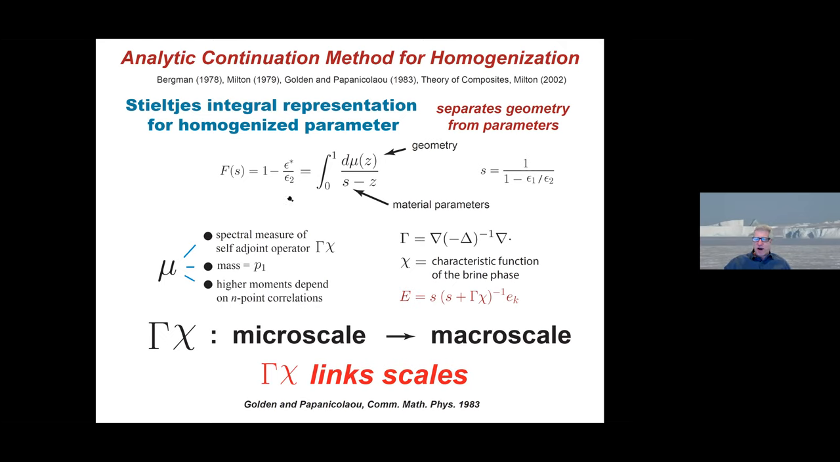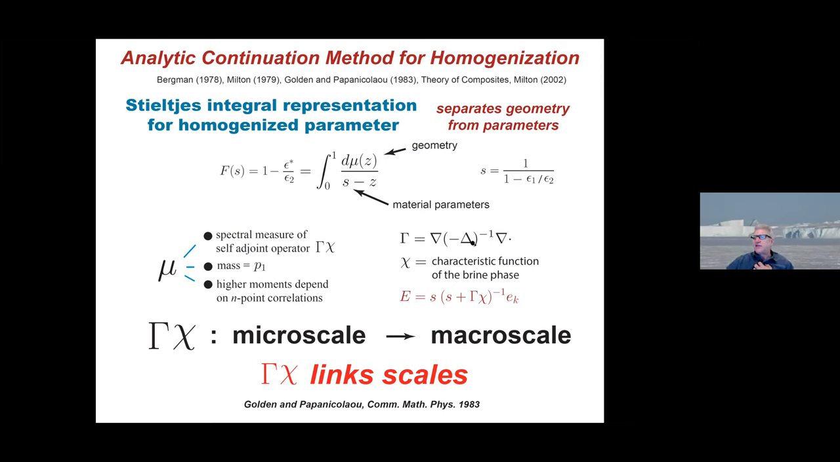So here we have the homogenized parameter, and we have this integral representation. What's so powerful is that the material parameters are encapsulated in this complex variable. For a two-phase material, we get analytic functions of several complex variables, which is what my PhD thesis was really about, when you have multi-phase, more than two component materials. But for the two-phase case, brine and ice, all the geometry is incorporated into this spectral measure, the spectral measure of a self-adjoint operator gamma chi, which depends only on the geometry. So all the material stuff is in that complex variable, and all of the geometry, the connectedness, the inclusion sizes, all that information is rigorously incorporated into this operator.